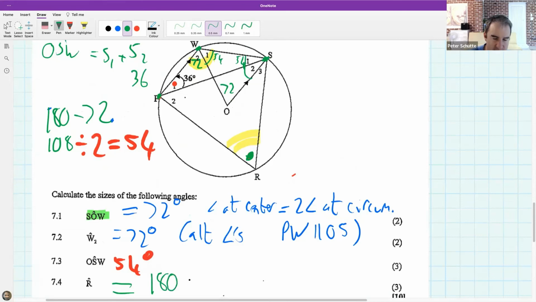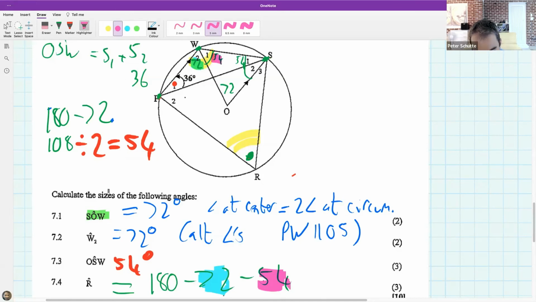So we've got 180, and I'm taking away 72. The reason I'm taking away 72 is because of this 72 over here. And then there's a 54 next to that, so I'm going to take away that 54. And then see, what do I have left? If I take away 126, I should have 54 left, which means that this one over here must be 54 in order to add up to 180. And so the answer for R is going to be 54 degrees.